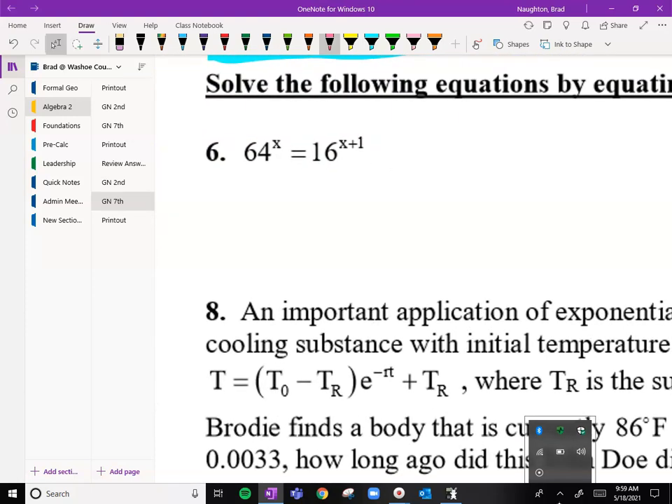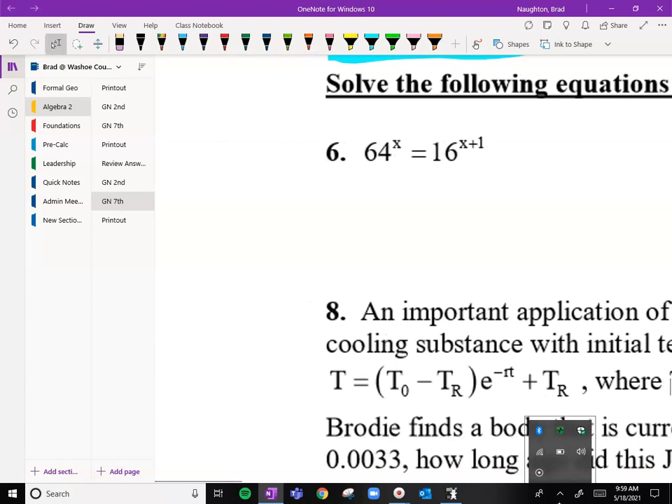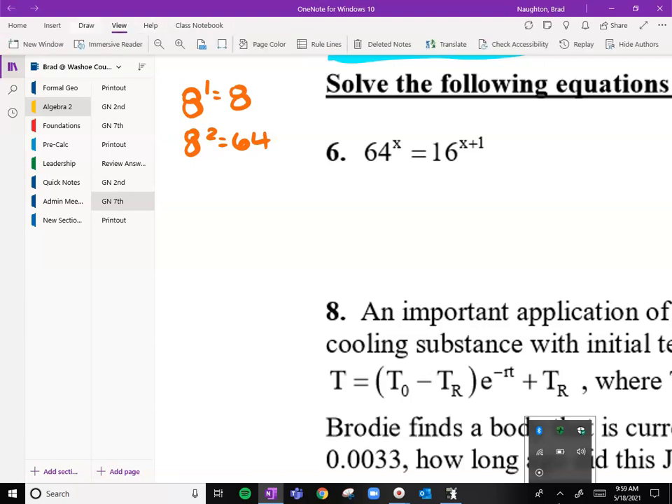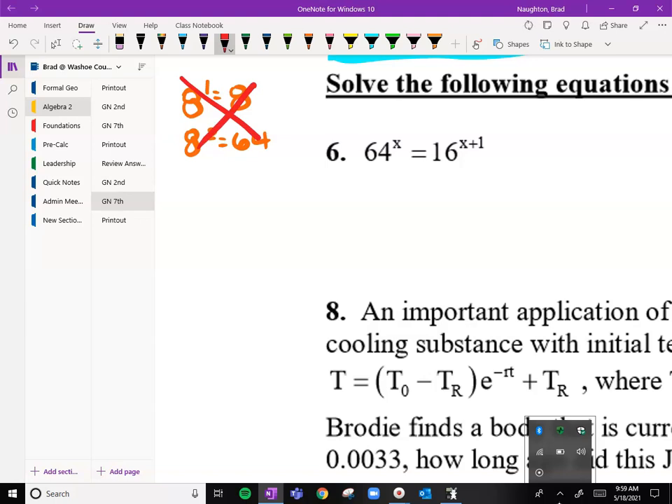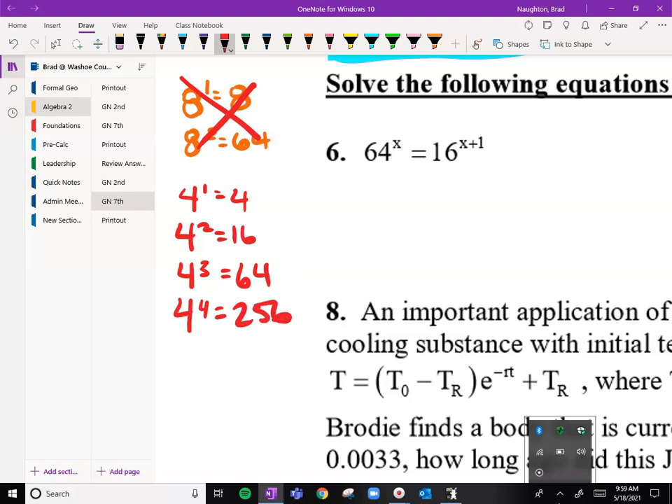So here they don't have the same base. So we're going to need to make sure that they are the same base. So if I look at that 64, 8 to the 1 is 8. 8 squared is 64, but none of those make 16. So let's try something else. Let's try another number. So let's go 4. 4 to the 1 is 4. 4 squared is 16. 4 cubed is 64. And then 4 to the 4 is 256. Well, I have my 64, and I have my 16.